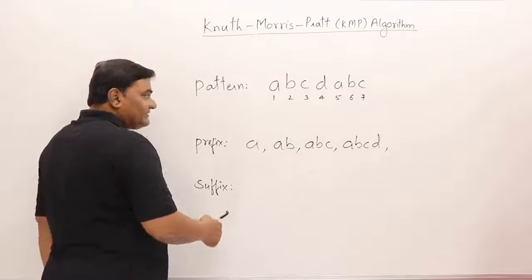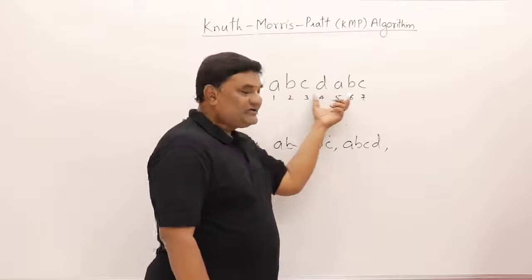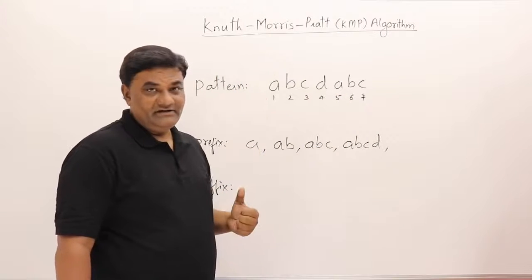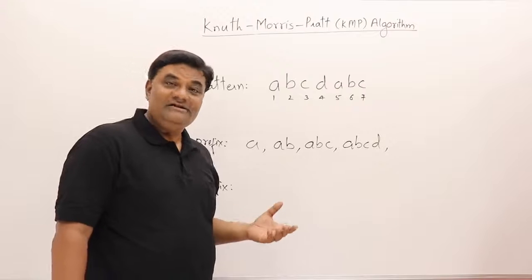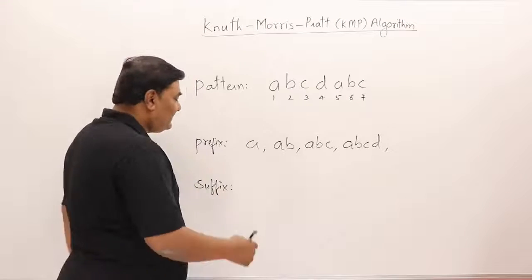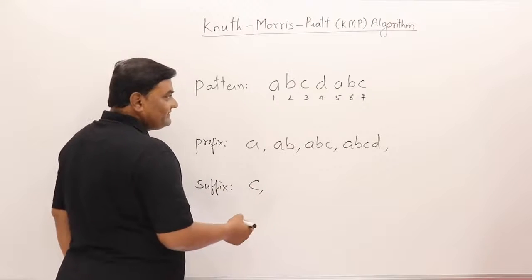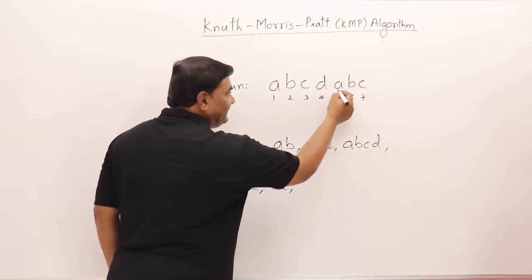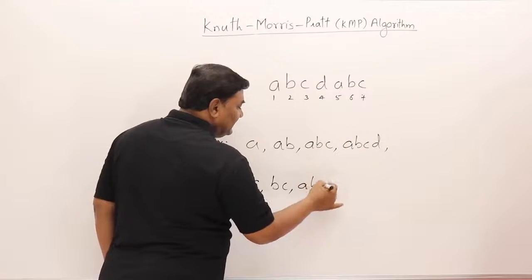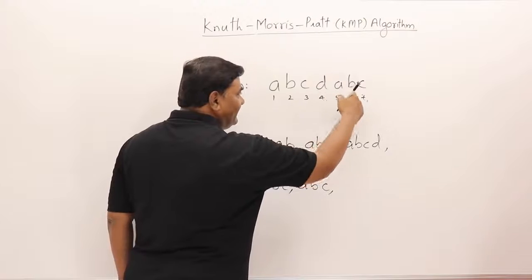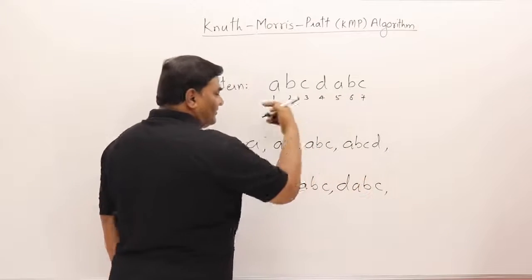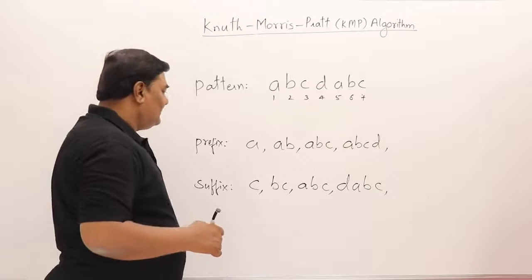Then what about suffix? I have to take a subset of this string, but I should start from the right-hand side only, right? And as many as I want I can take. So let us start. Can I take C? Just C? Yes. Can I take B and C? Yes. Can I take A, B, C? Yes. Can I take D, A, B, C? Yes, and more. But let us stop here.